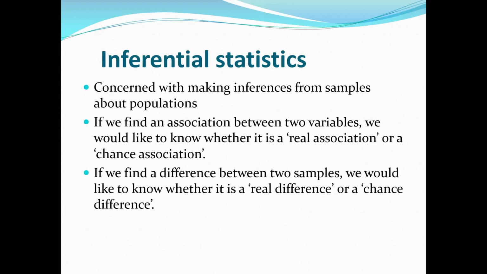Is there a difference in their marks? See, so we want to find whether there's a difference between two samples or groups. And we would like to know whether this difference exists in the population, not just in the sample which you have selected. That is a chance difference. Is it a real difference existing in the population?